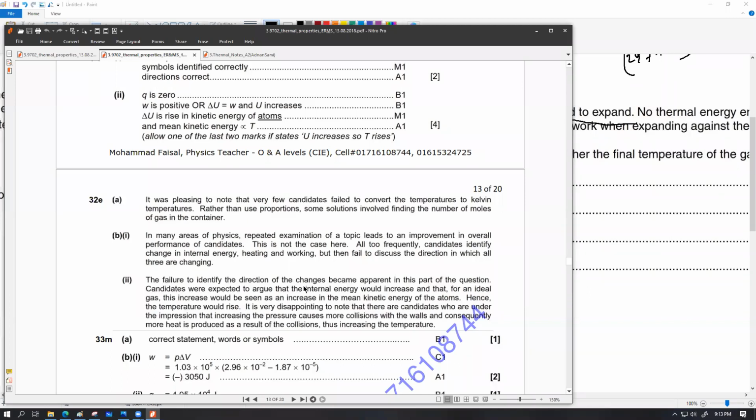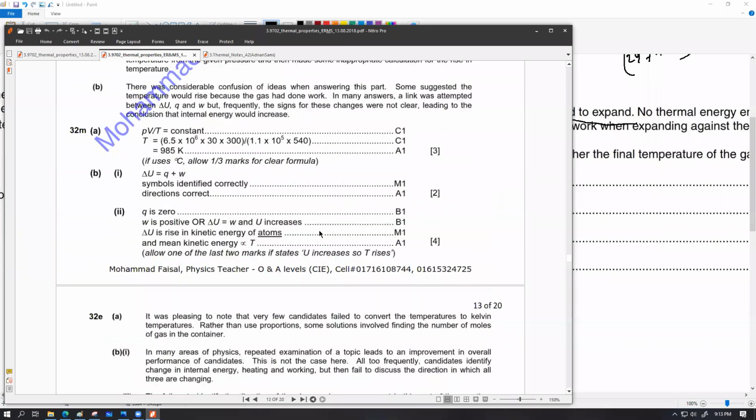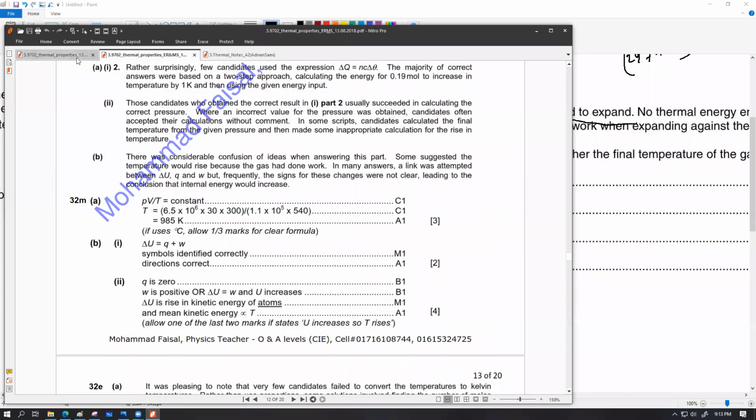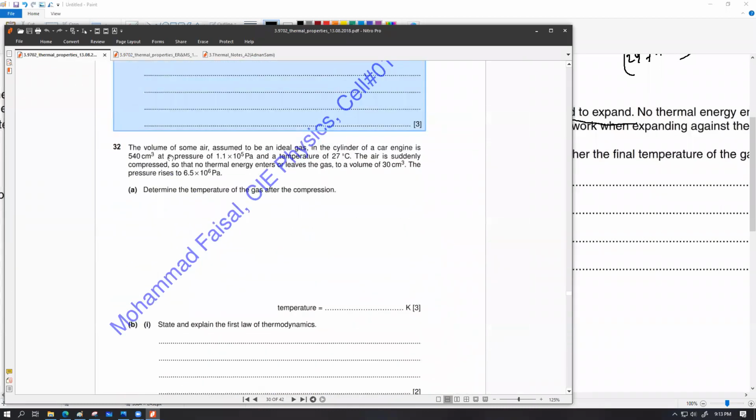I don't see the reason for them to use the specific term atoms because the question says the volume of some gas is assumed to be ideal. In the basic description of an ideal gas, we use particles, or do we use atoms? Is atom actually used for an ideal gas?